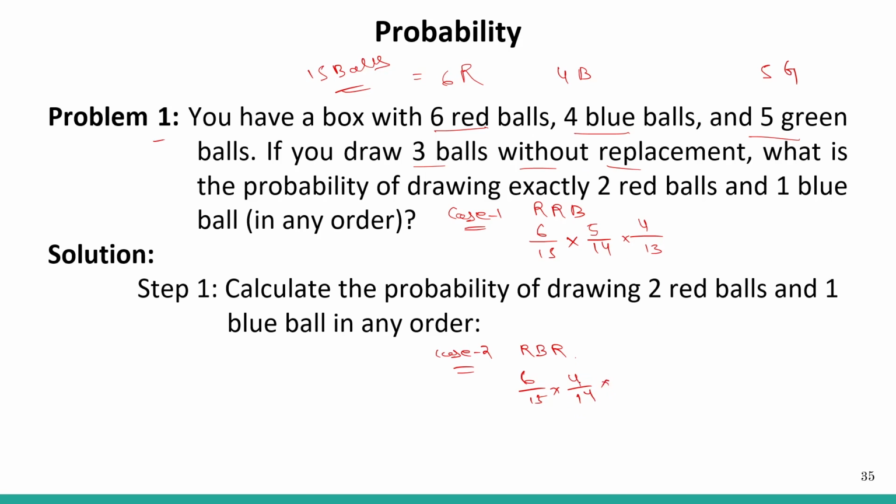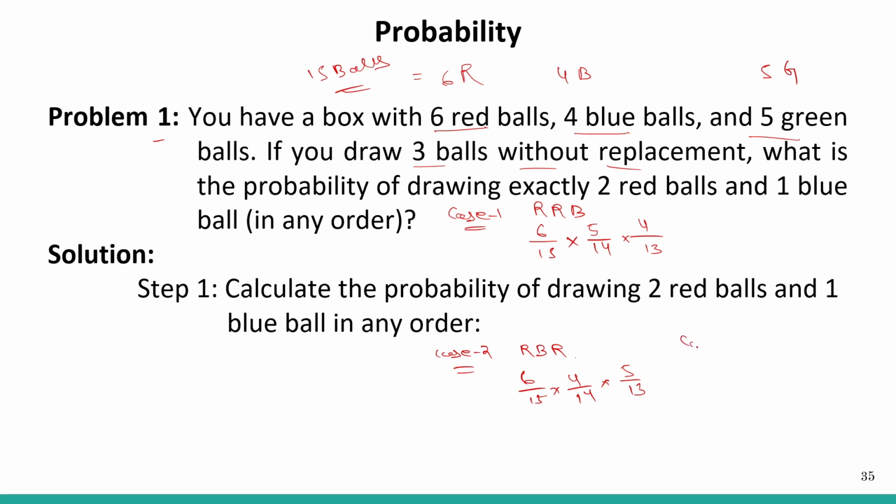Then what we need to multiply is 5 by 13. Why? Because only one red ball has been picked among the 6, so the remaining is 5. How many balls are left in the box? There are 13 balls remaining, because 2 are already picked up. So it will be equal to 6 into 4 into 5 by 15 into 14 into 13, whatever it is.